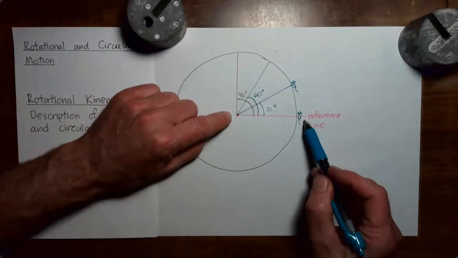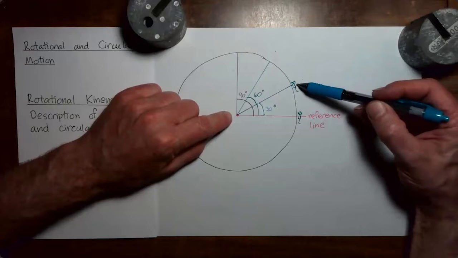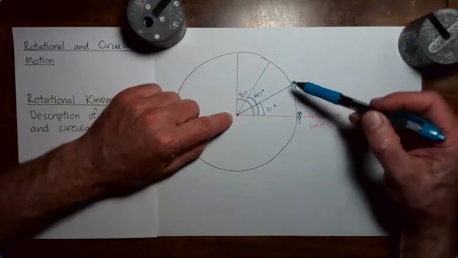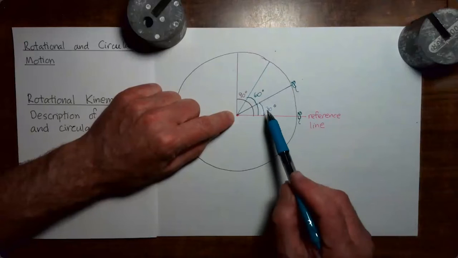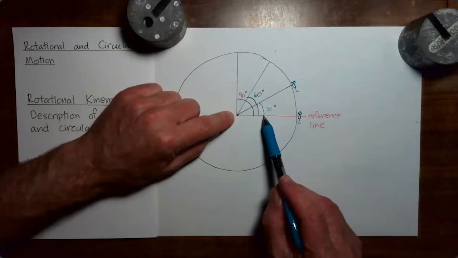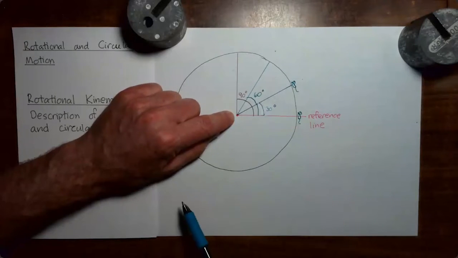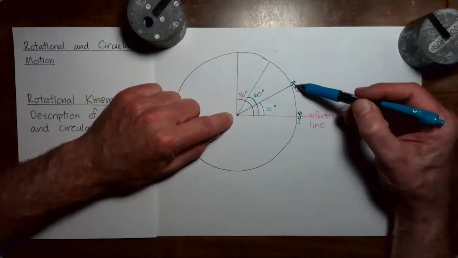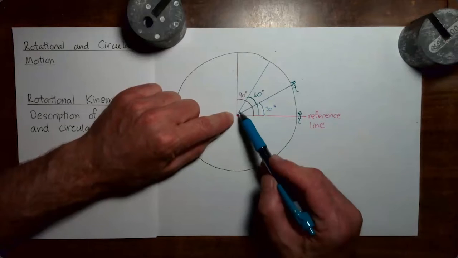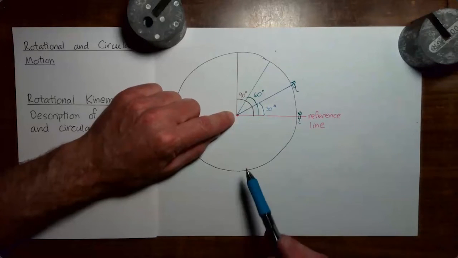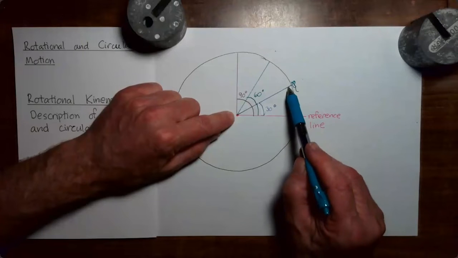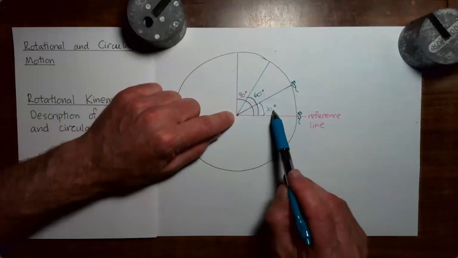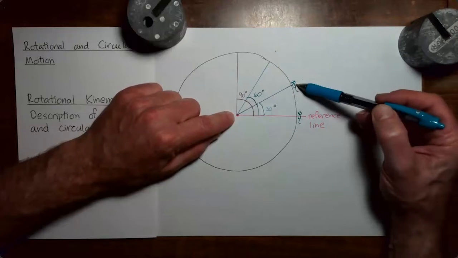Once we have drawn the reference line, we can locate an object at any other point on the circle by drawing a radius out to that object and then giving the angle between the reference line and the radius out to our object. For example, here I've drawn the mouse sitting at this particular point on the circle. So I have a radius that goes out to the mouse, and then a 30-degree angle between our reference line and the radius which goes out to the mouse. That 30-degree angle locates the mouse on our circle.